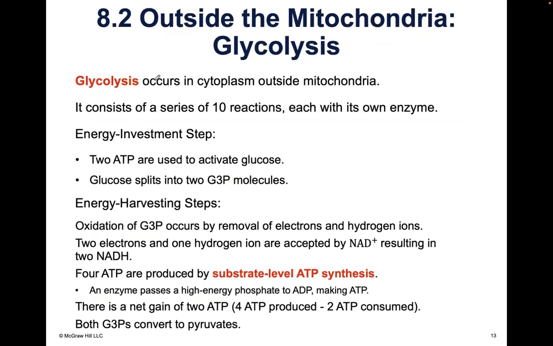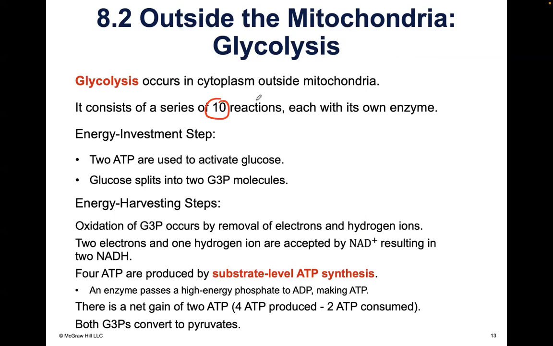Now let's talk about outside the mitochondria, which is glycolysis. Glycolysis happens in the cytoplasm, which is outside the mitochondria. It consists of 10 reactions, each with its own enzyme. Mind you, we already know that enzymes are very specific in the reaction. So each of these 10 reactions has its own specific enzyme that will be utilized for the process to proceed.